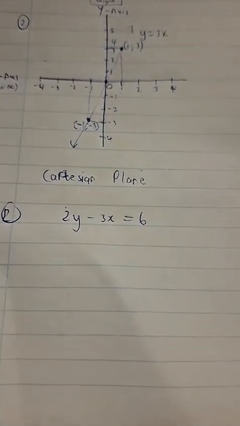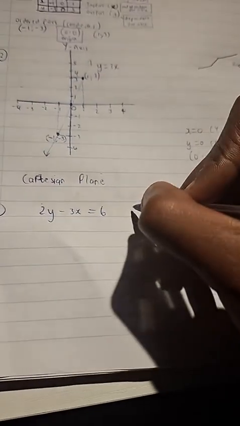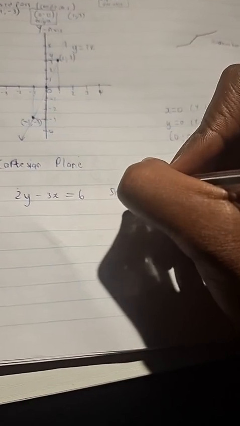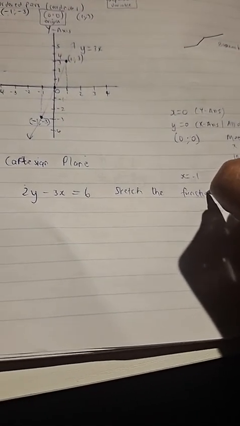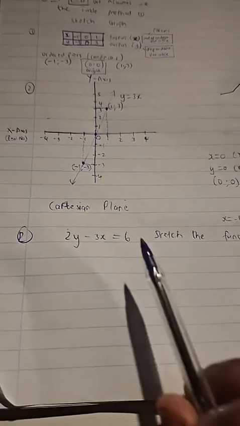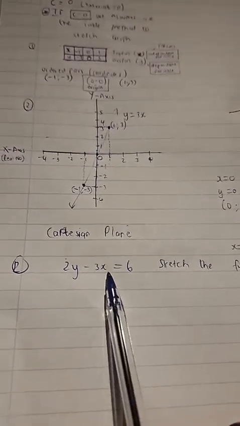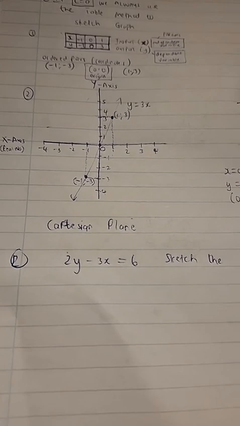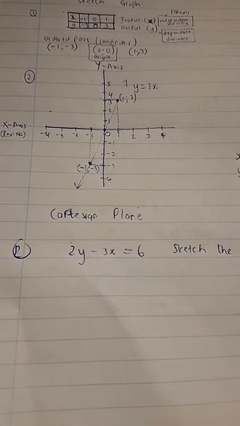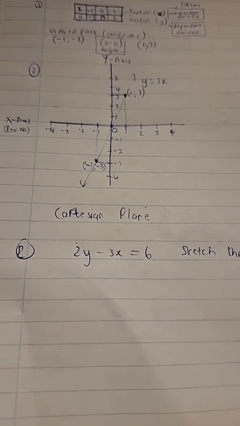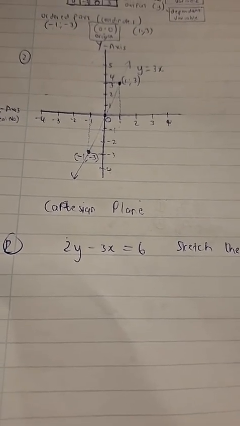I want us to do one more. 2y minus 3x is equal to 6. Here they are saying to us, sketch the function. Now, I want to say that with this one, we don't necessarily need to use the table. Neither do I advise using the table.